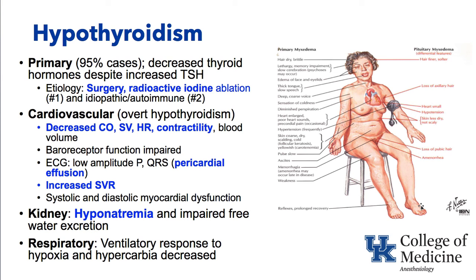Kidney also is messed up by hypothyroidism, and impaired free water excretion occurs, and with more free water around, that dilutes the sodium, and hyponatremia can be present. And the respiratory system also is affected in that the ventilatory response to hypoxia and hypercarbia is decreased. That is, normally if you become hypoxic, you should hyperventilate. If you become hypercarbic, you should also hyperventilate, and that is blunted by hypothyroidism.